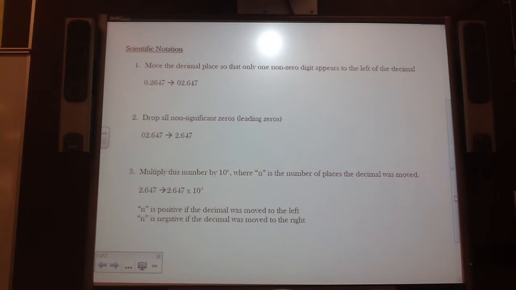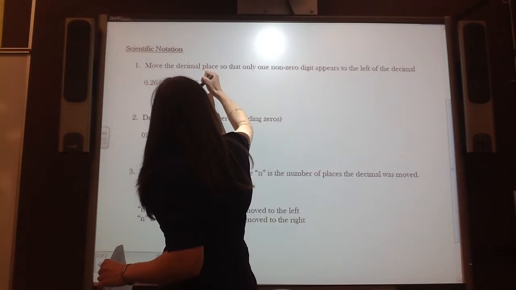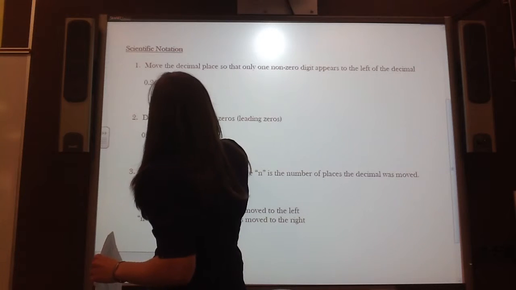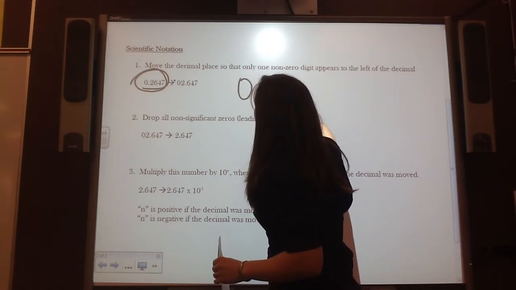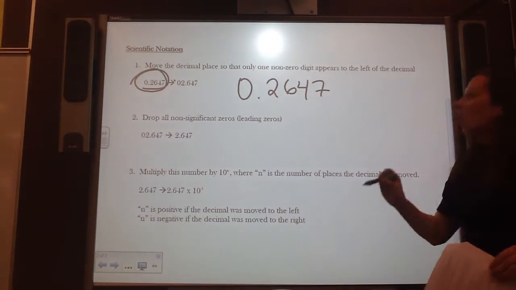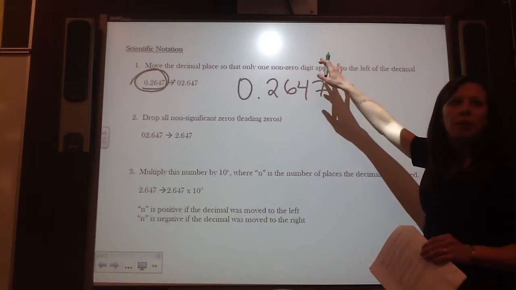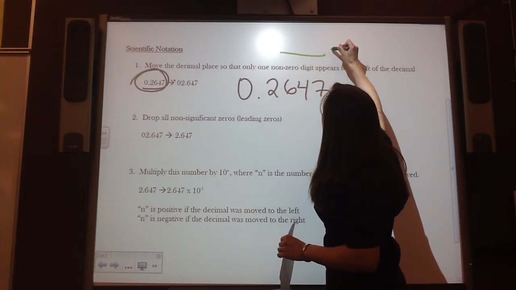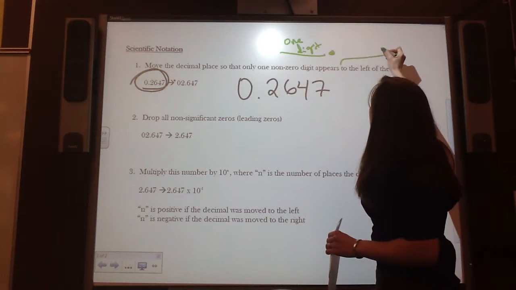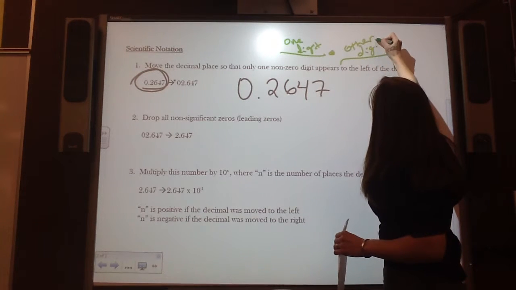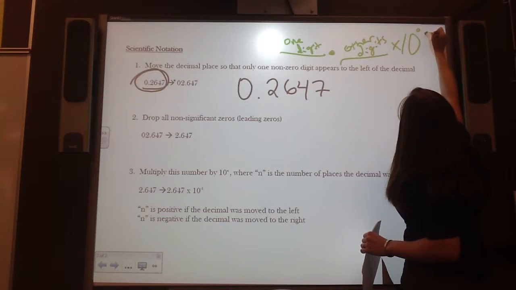Scientific notation. You guys have already got a roll and start on this, so good for you. Move the decimal place so that only 1 non-zero digit appears to the left. So you always want it to be like a number dot number. So when you see this number, 0.2647, and you need to put it into scientific notation, your goal is to have the first digit, the decimal place, so this is only 1 digit, other digits, however many you're allowed, and then times 10 to the power of an exponent.